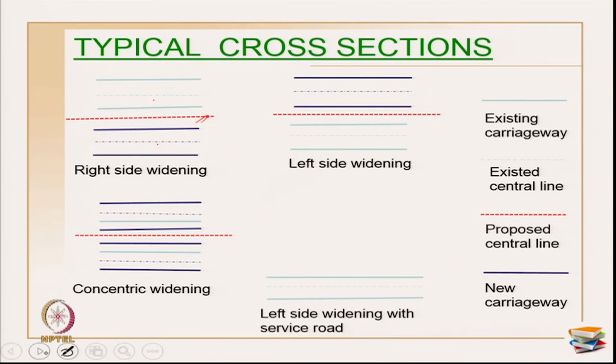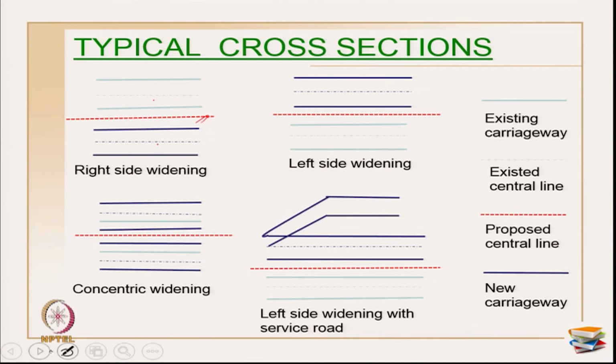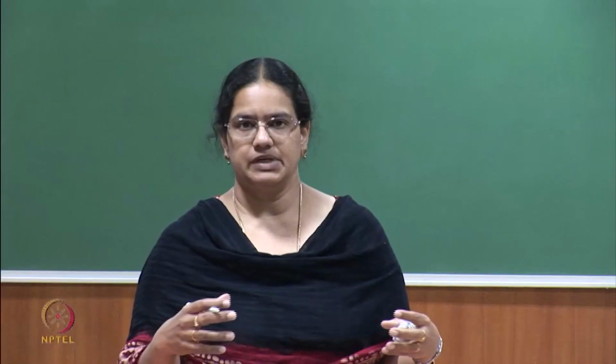Then the next is with service road, left side widening with service road. So, there is an existing carriageway here and then I may have service road connections in order to widen with the service roads. Now, what happens in this particular cross section? Suppose I am taking a highway project, let us say 250 or 300 kilometers of a stretch of national highway. I am going to widen the highway from 2 lane to 4 lane or 4 lane to 6 lane, whatever is the case. What happens throughout the entire stretch?